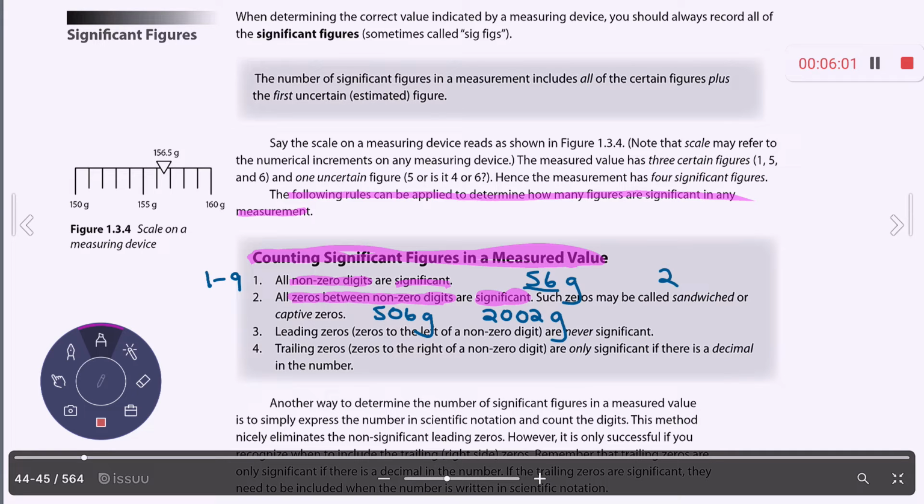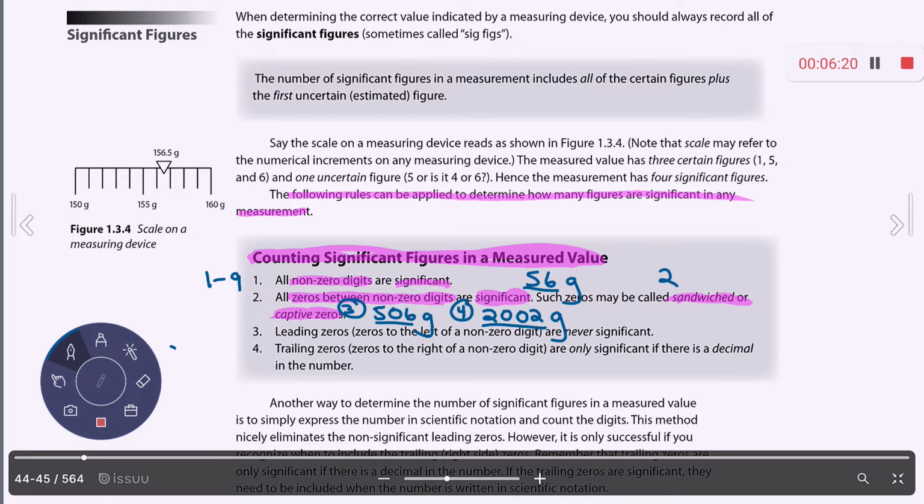Okay? So we often call these sandwiched or captive or trapped zeros. So in 506 grams, I have 3 significant figures. Okay? In 2002, I've got 4 significant figures.